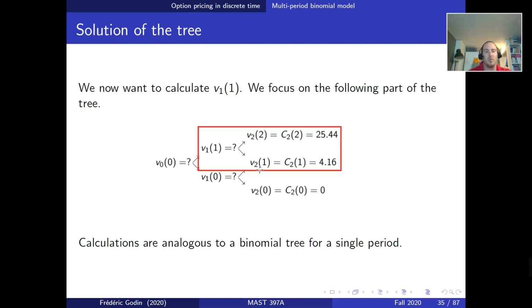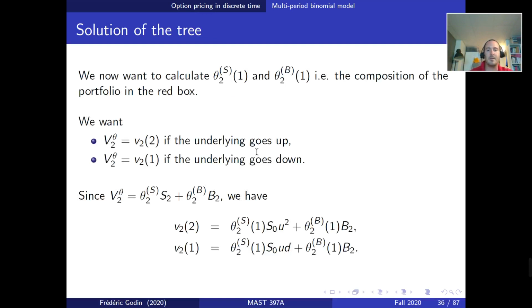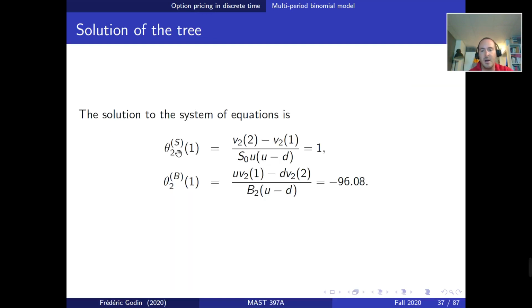But now what remains to be calculated is the value at time one of the portfolio. And why do we want to calculate that information? It's because the time one value of the portfolio will be the price of the derivative at time one. So let's make this calculation. We've calculated the number of stock shares in the portfolio at the node we were interested in, and the number of risk-free asset shares for that node also.